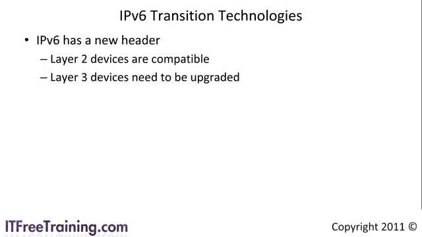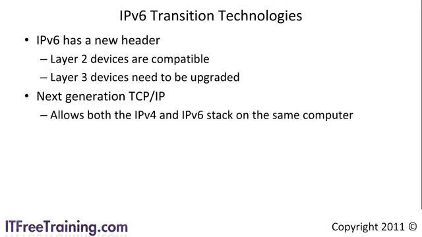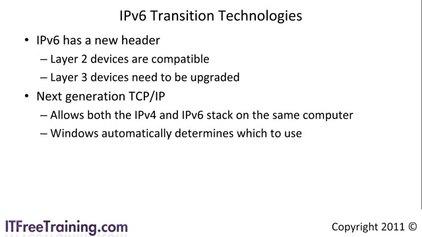You can imagine that many companies won't want to upgrade all their routers to IP version 6 anytime soon, so transition technologies are needed. The first is what Microsoft calls Next Generation TCP/IP. Simply put, this means Windows Server 2008 allows both the IP version 4 stack and IP version 6 stack to be used on the same computer. Windows will attempt to automatically decide which to use.